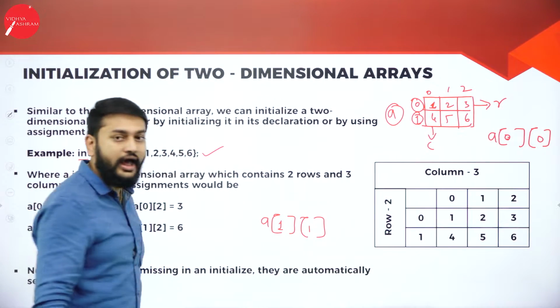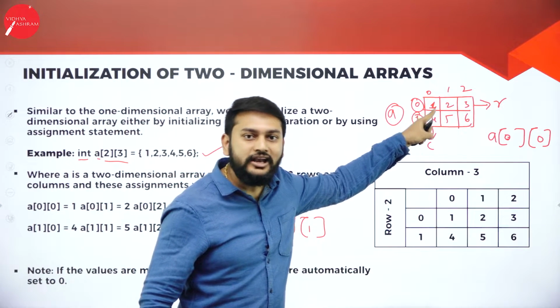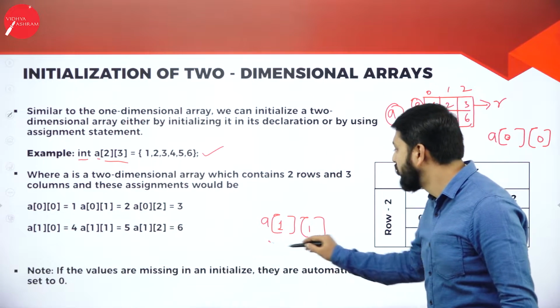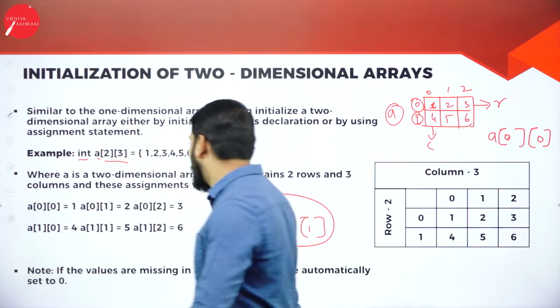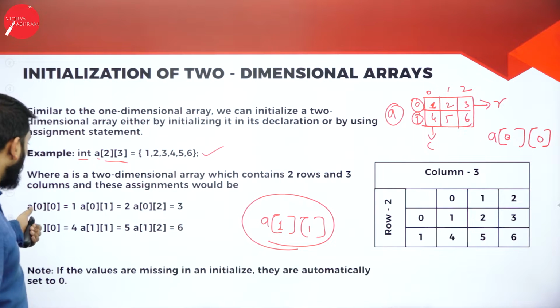So this is how I will be accessing the individual element in a two-dimensional array with the help of two indices. So let's check what I have given in the slide, right? So a of 0 0.